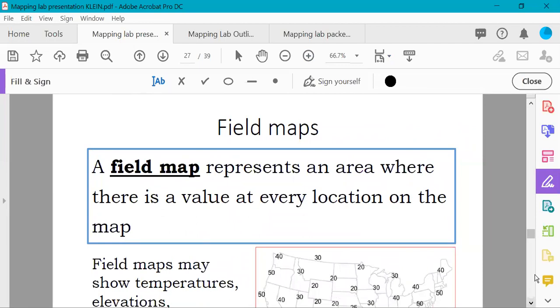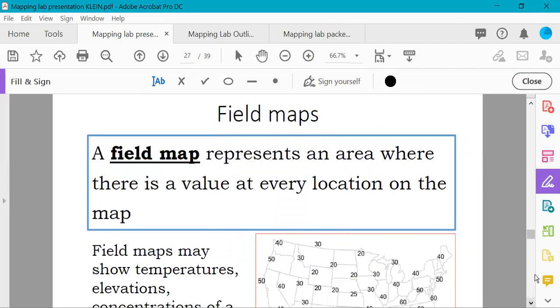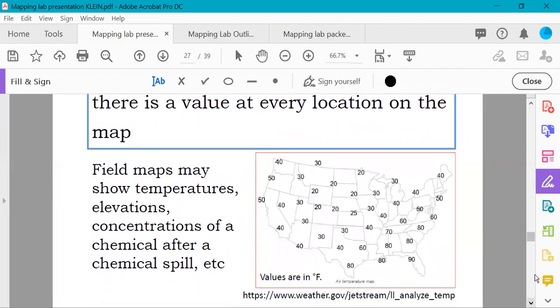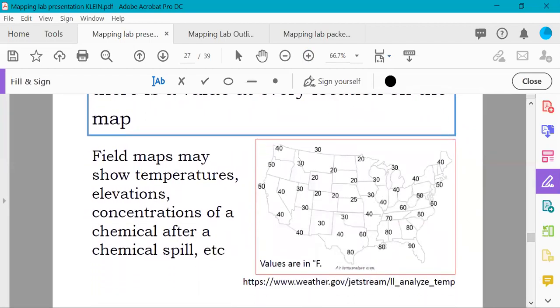So a field map represents an area where there is a value at every location on the map. So field maps can show temperatures, elevations, concentrations of a chemical after a chemical spill, etc. In this map, this is a temperature map of the United States. The temperatures are shown in degrees Fahrenheit. So this is a field map because every single place in the United States has a temperature.